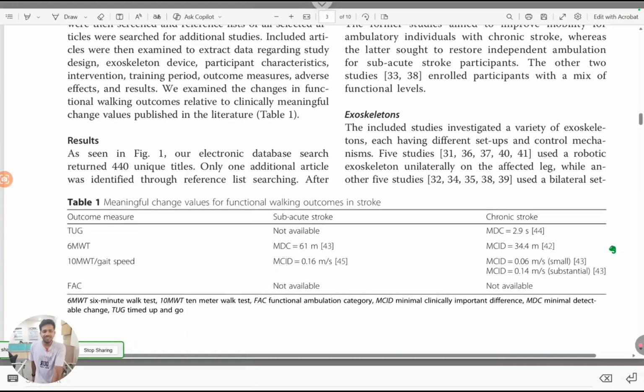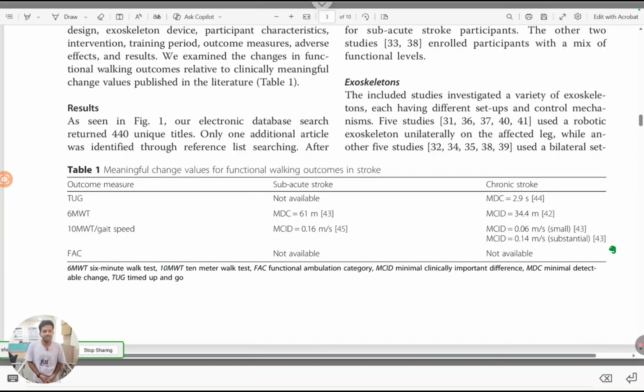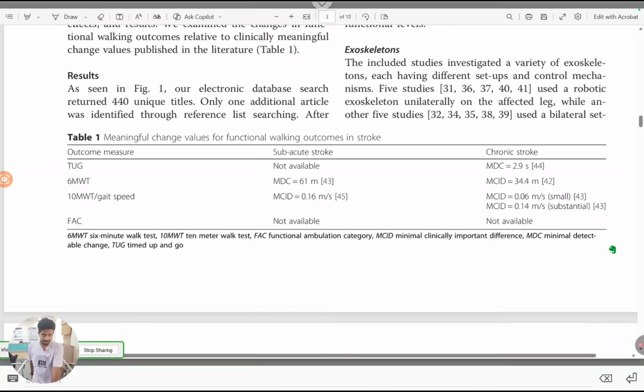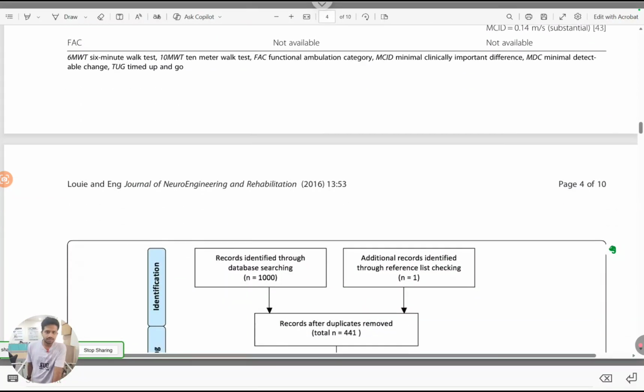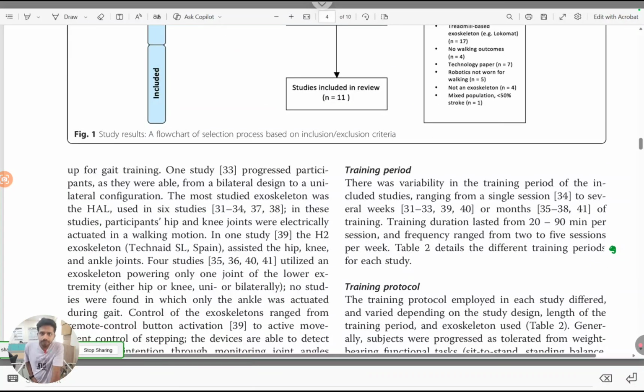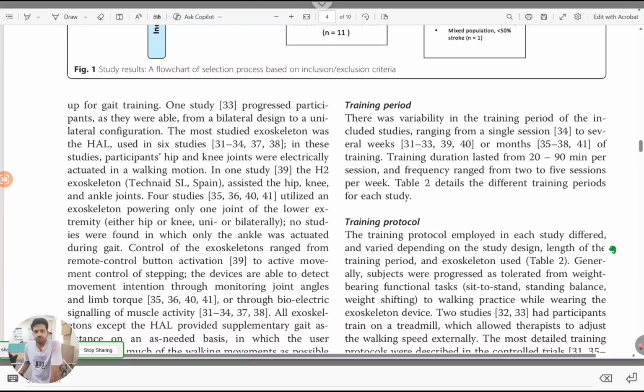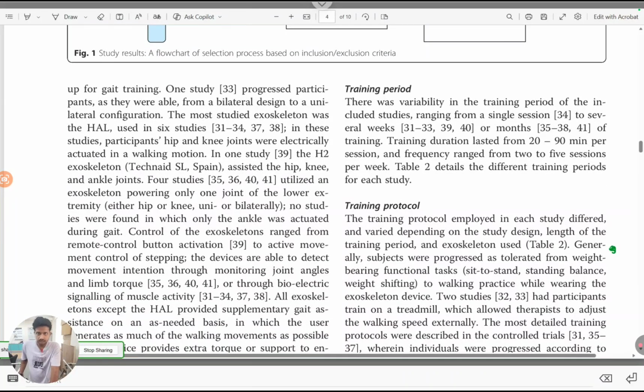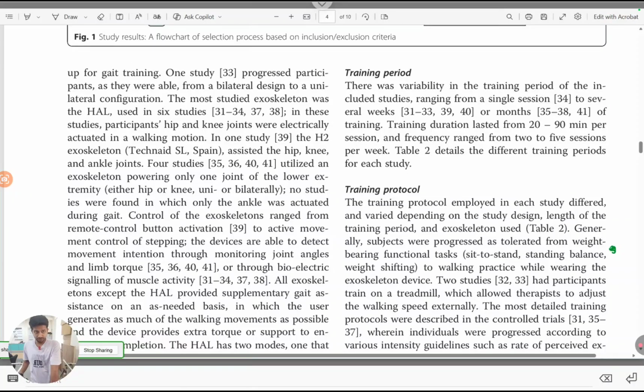Exoskeleton. The included studies investigated a variety of exoskeletons, each having different sets of control mechanisms. 5 studies used a robotic exoskeleton unilaterally on the affected leg, while the other 5 studies used a bilateral setting. You can see this table. Study results: a flowchart of the selection process based on inclusion and exclusion criteria for gait training. One study changed participants from a bilateral design to a unilateral configuration.